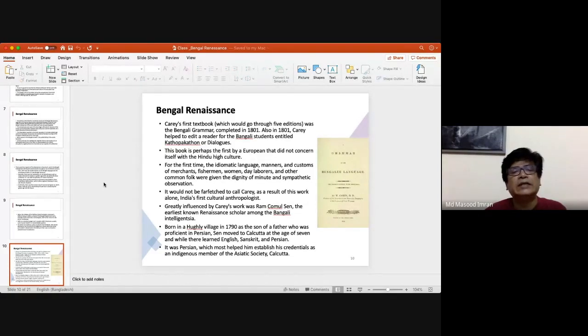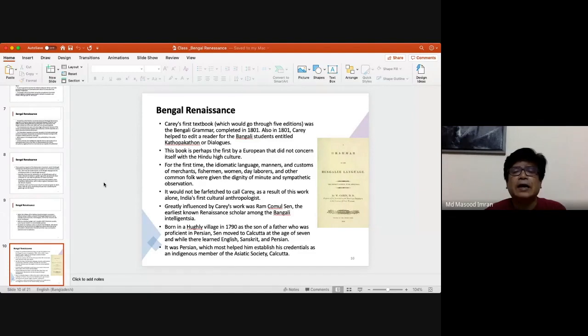On the right-hand side, you are able to see the cover page of that book. It is a Bengali language grammar, and this is the first grammar book ever published and generated for the Bangla language. It was developed by Carey with the help of many Brahmin pandits and other people.